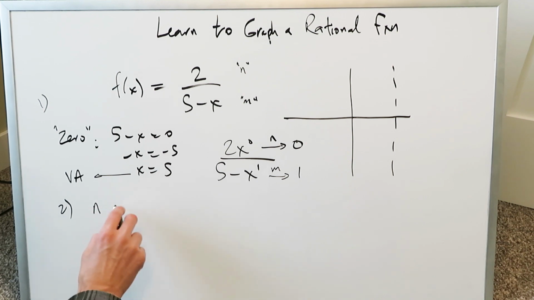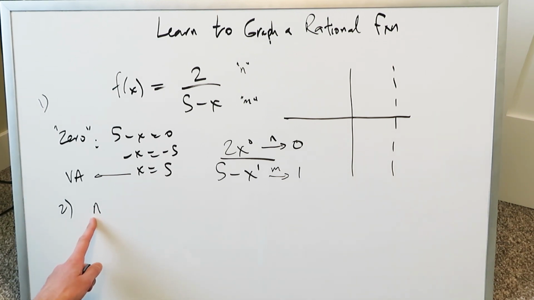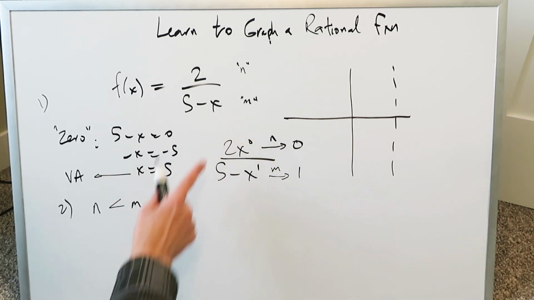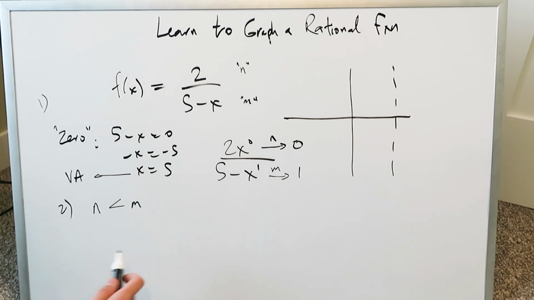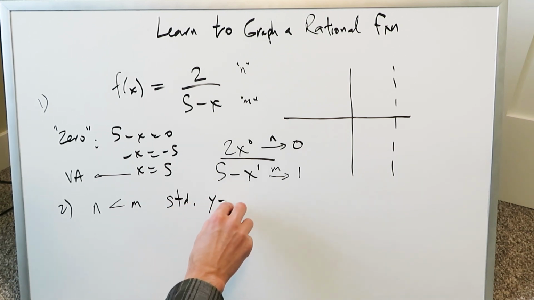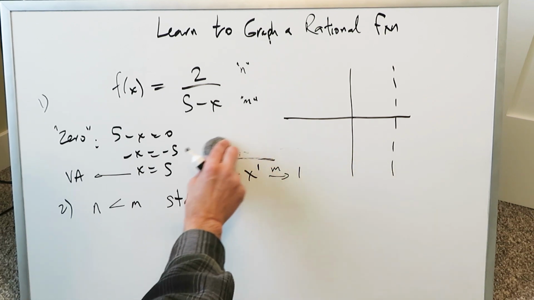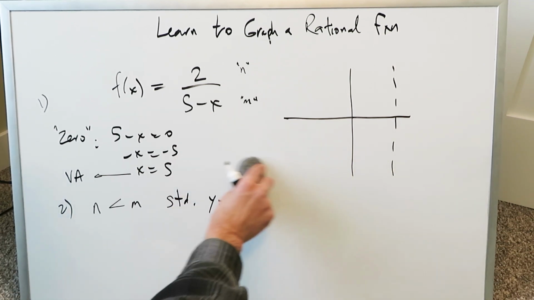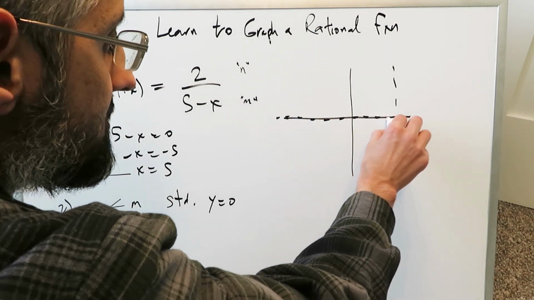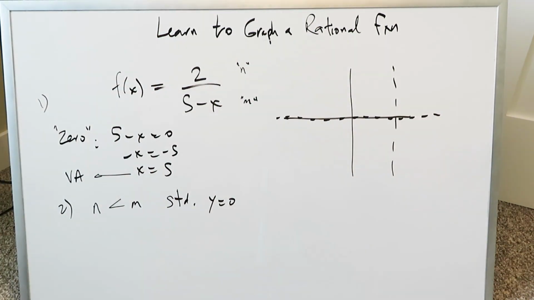When the n value, the highest degree of the exponent of the variable in the numerator, is less than that of the denominator variable, then you have a standard horizontal asymptote of y equals 0. That's just the way it is. You have the standard asymptote y equals 0, and y equals 0 represents your x-axis. So for this particular question, your x-axis is your horizontal asymptote.